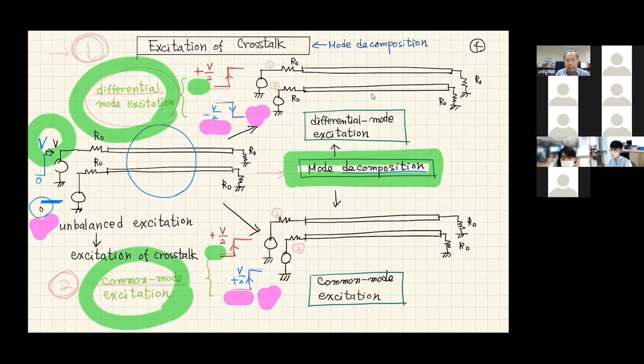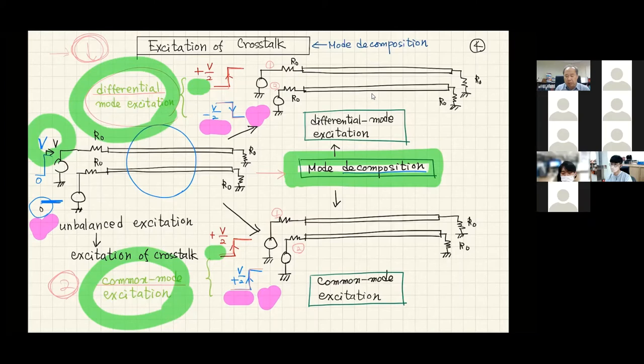Why can we apply this mode decomposition method? Because we are assuming that this whole system is a linear system. Our material and all the properties are linear, and our Maxwell equation is linear. If we have some non-linearity in this space of engineering problem, this may be inappropriate.